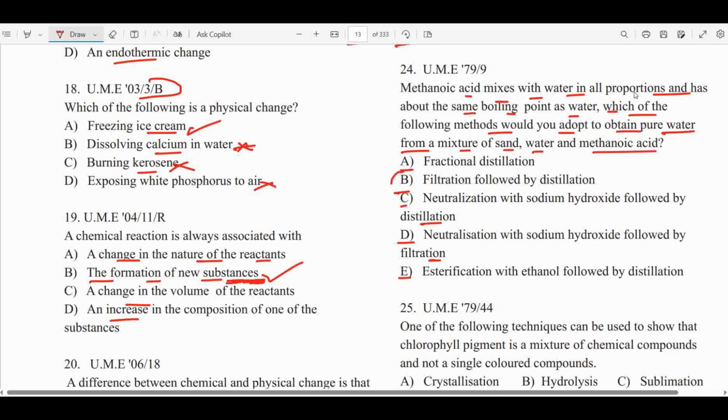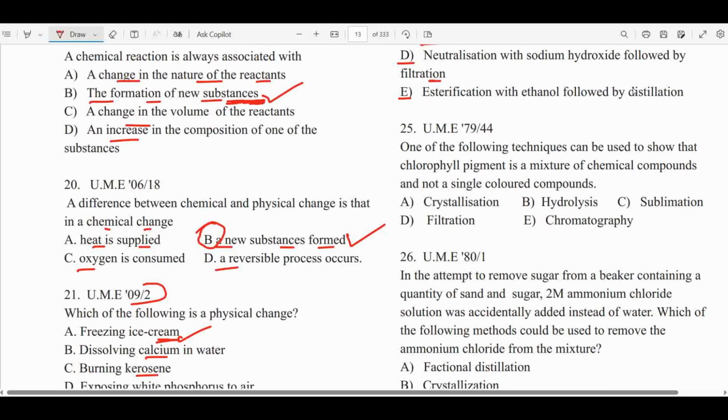The answer here would be B. So filtration will separate the sand from the methanoic acid and water, right? And afterwards, you can now subject the mixture to distillation. Distillation will be used to separate the water from the methanoic acid, because both of them would have different boiling points. Remember that distillation is used to separate two different solvents that have different boiling points. So it can be used to separate solvent from a mixture, but in a case where you have two, you will take advantage of their differences in boiling point. So that is the answer to this question.